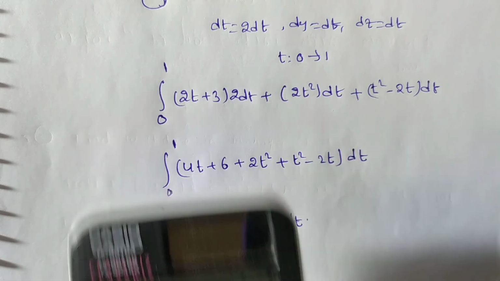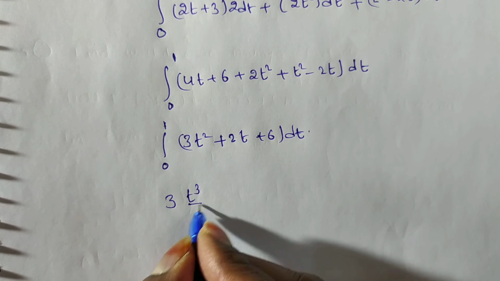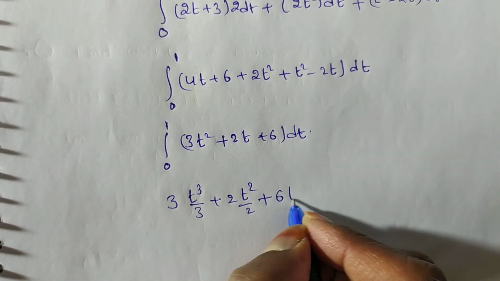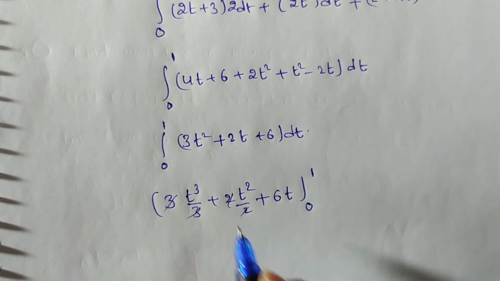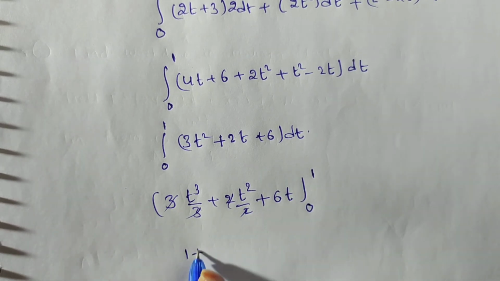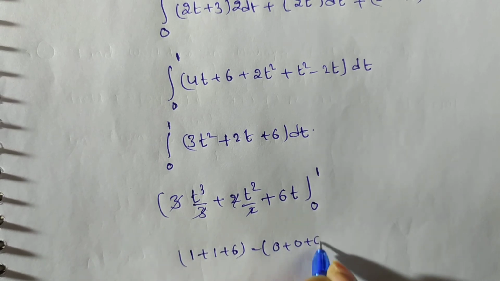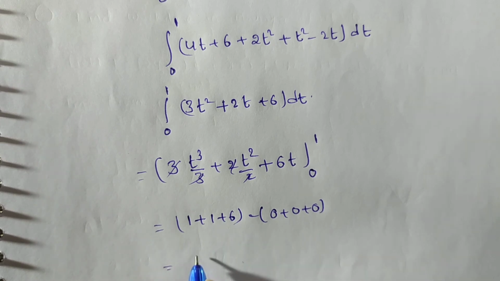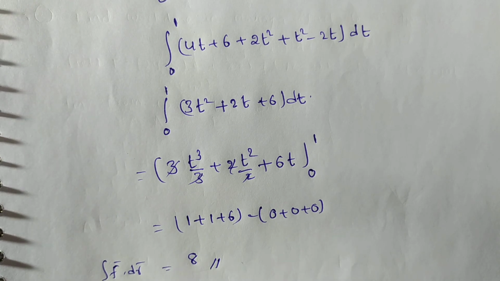But now we have to do it theoretically. So I am doing it now. Integral of 3t square is t cube by 3, plus 2 times integration of t is t square by 2, plus 6 into t. Now the lower limit is 0, upper limit is 1. 3 getting cancelled, 2 getting cancelled. If you substitute the upper limit, 1 plus 1 plus 6 minus 0 plus 0 plus 0. So you tell me now, the total answer is how much? 6 plus 1 plus 1 means 8. So hence the integral of F bar dot dr bar is equal to 8.